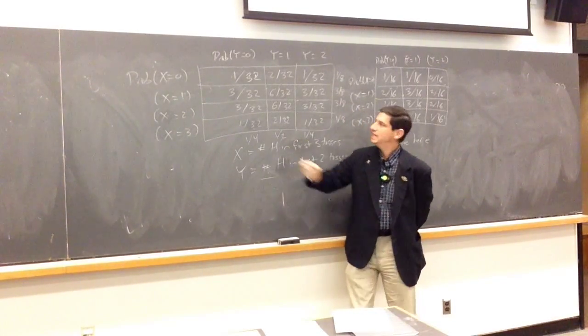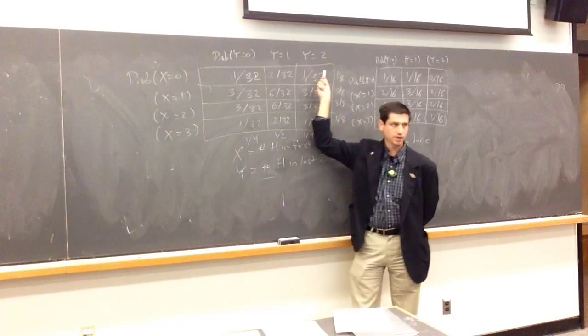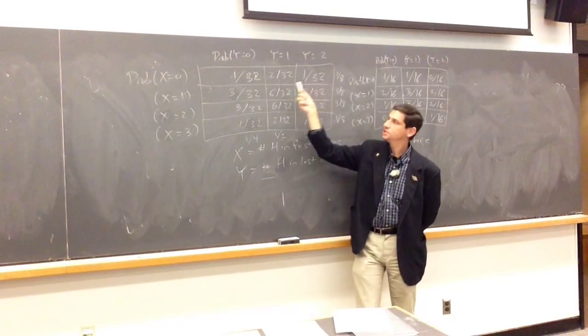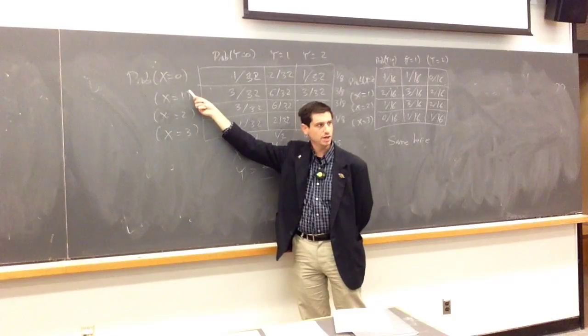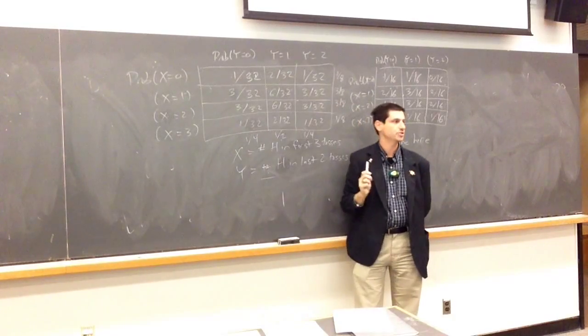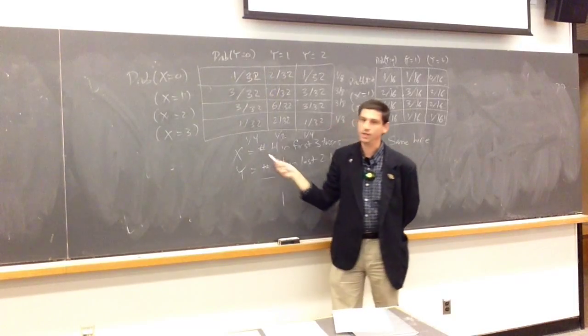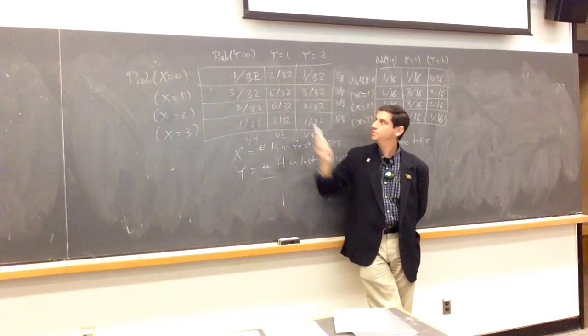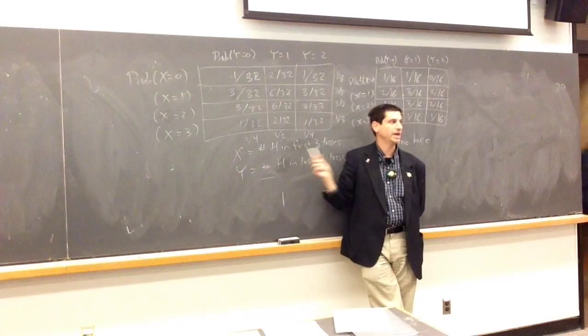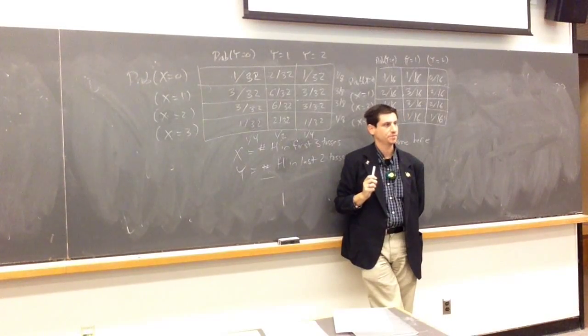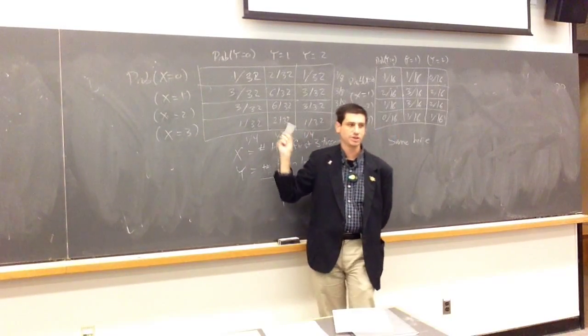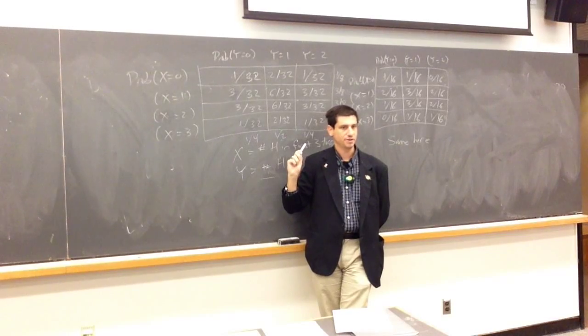So if you look at this, if I add up just the first row, that's telling me what is the probability that x equals 0, and I don't care what value y takes on. If I add up the stuff in the first column, I get what's the probability that y takes on the value 0, and I don't care what value x takes on. So this leads to the marginal density functions.